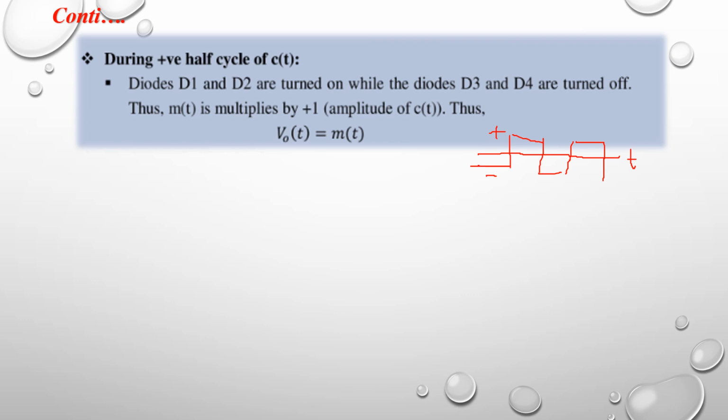During the positive cycle, diodes D1 and D2 are turned on and diodes D3 and D4 are turned off. So V output of t is equal to M of t into the positive cycle value. Let us assume the positive value is equal to plus 1. So M of t into C of t, instead of C of t we multiply by plus 1, and we get V output of t equal to M of t.